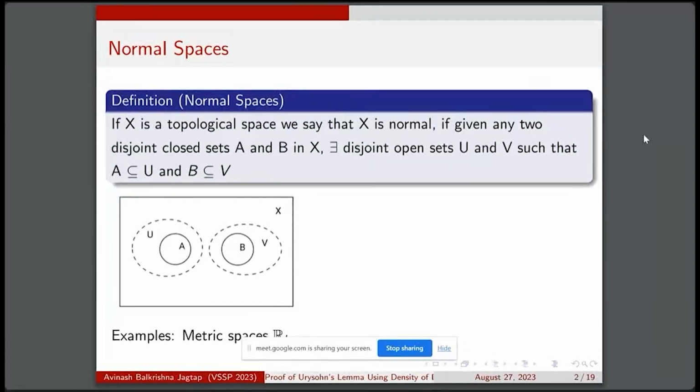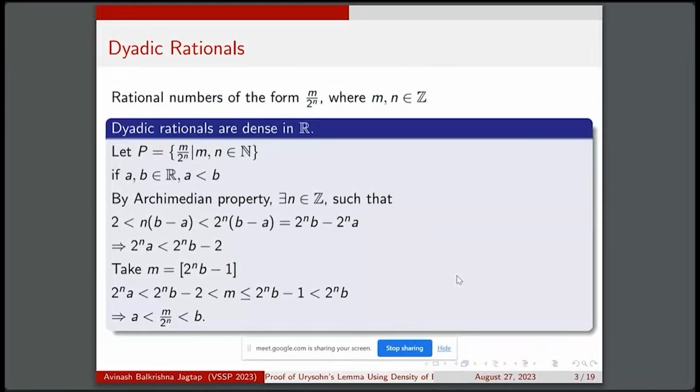If I have a topological space X, then I will say that X is normal if, given any two non-empty disjoint closed sets A and B, I can find a pair of disjoint open sets U and V such that A is a subset of U and B is a subset of V. That means we can separate non-empty disjoint closed sets by using open sets. Examples of normal spaces are metric spaces. Also, the lower limit topology on R is an example of a normal space.